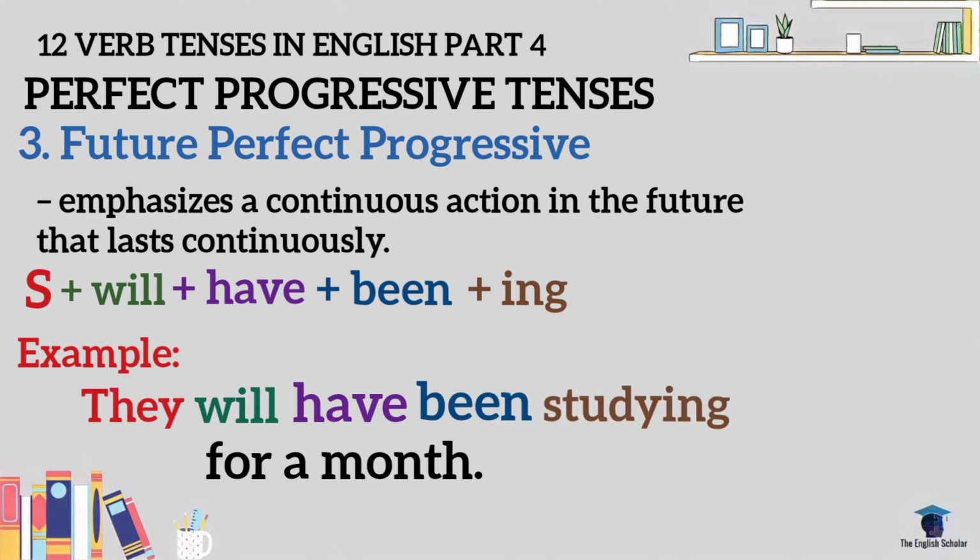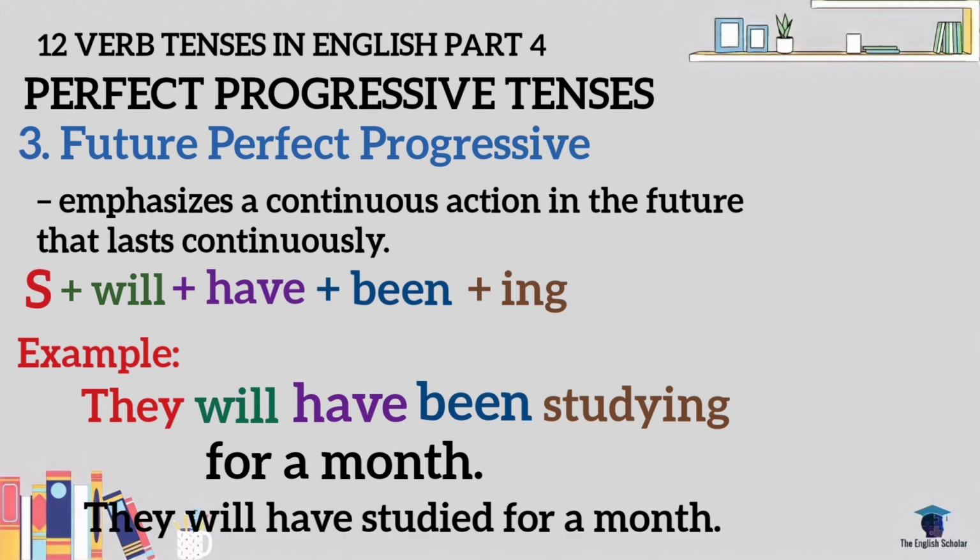For example, they will have been studying for a month. Future perfect progressive has a similar meaning with the future perfect tense, like when we write this into they will have studied for a month. But because it is both perfect and progressive, we should emphasize the continuous action for some period of time. So again, in this tense, we emphasize the ing verb and we emphasize the how long adverbs.